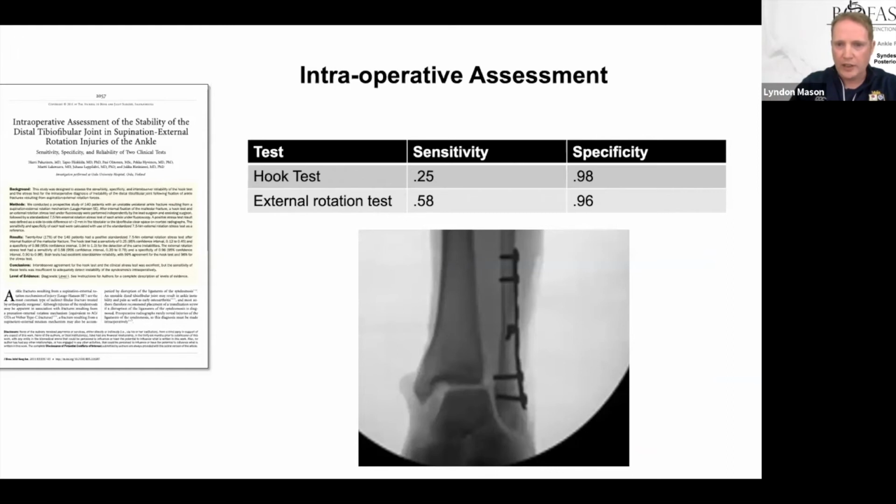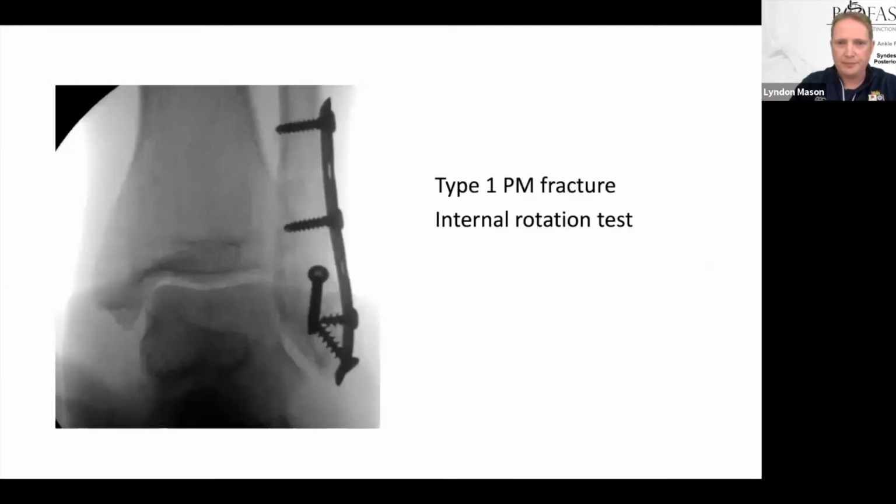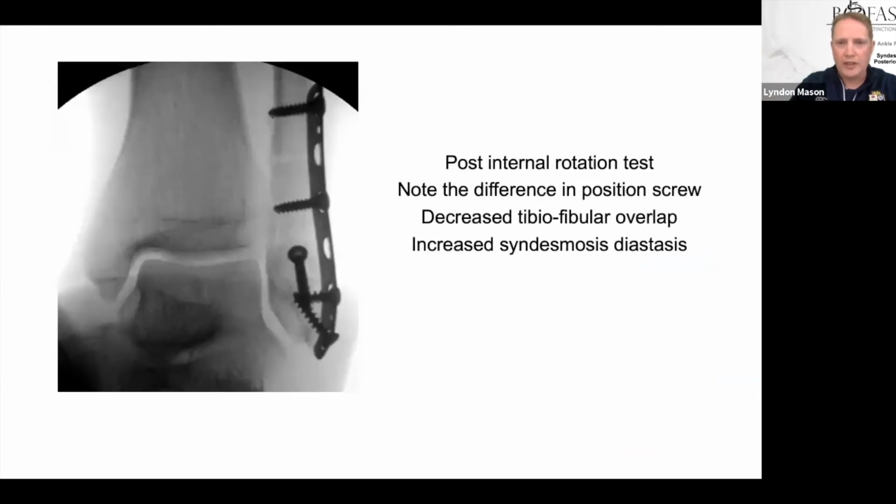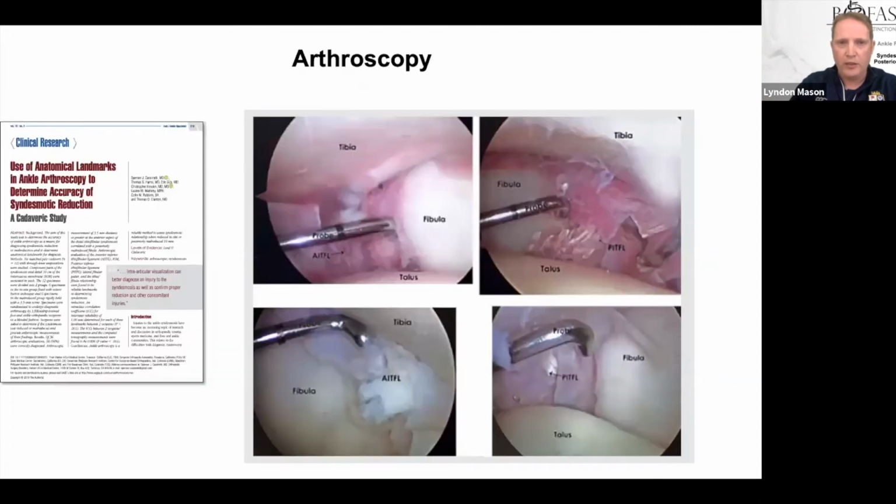So as you can see, this is an external rotation test, opening up this medial opening and opening of the tibio-fibular clear space. I won't labor on this. It's also the internal rotation test that Andy's already been through. You can do arthroscopy, and this is seen by a lot of people as the gold standard for testing of syndesmosis.